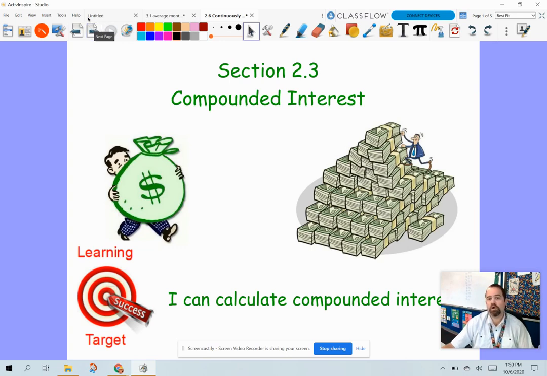Now, usually it's a small percentage of your money that they pay back to you. But what happens is, they pay you this interest into your account. And then the next time that they calculate your interest, you have interest on top of your interest. So it's called compounded interest. So they pay you over and over and over for keeping your money in the bank.